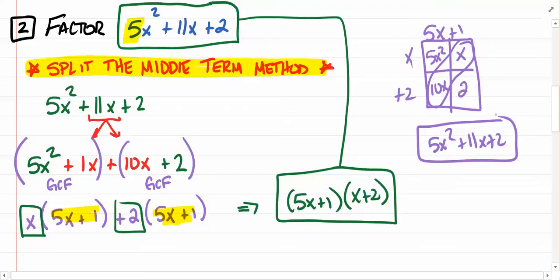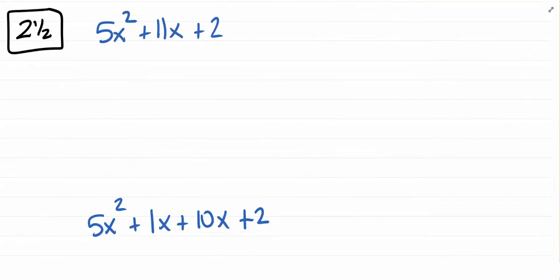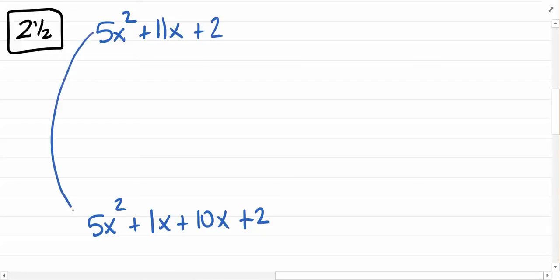So now this is the idea of what splitting the middle term is all about. In the next box, I'm going to show you how to get the 1 and the 10. Okay, I'm going to call this box 2.5. I'm going to do the same exact problem, and I'm going to fill in the gaps. Because remember, I showed you that I took 11x and I broke it up into 1x and 10x. So how did I do that? I'm going to show you all the steps in between, and this is the missing link here.